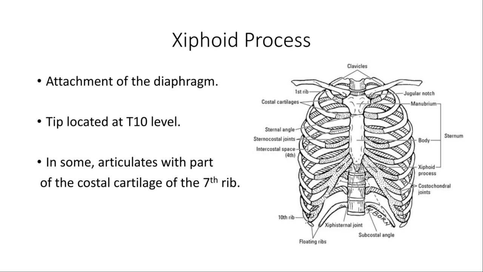And ribs 8 to 10 are false ribs, meaning they attach to the costal cartilages of the other ribs that attach to the sternal body. And ribs 11 and 12 are the floating ribs, which means that they don't attach to the sternal body at all.